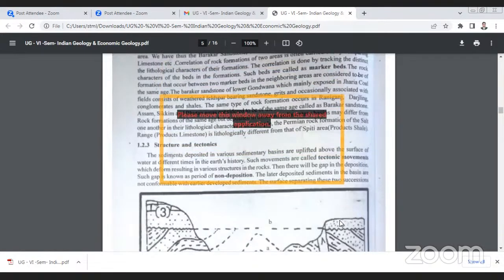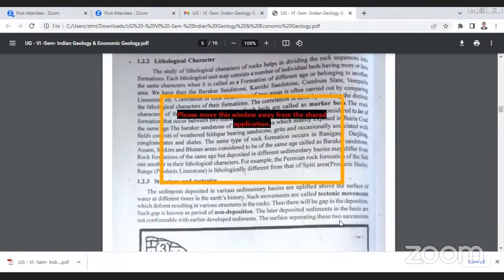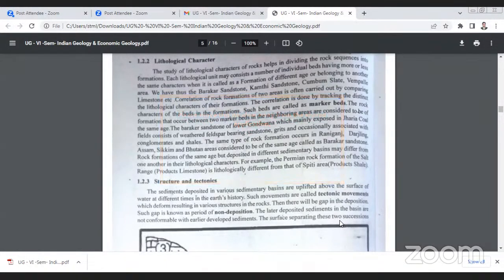What about structure and tectonics? The sediments deposited in various sedimentary basins are sometimes uplifted by tectonic movements. These movements are known as tectonic movements, which deform the rocks, resulting in various structures in different rock formations.